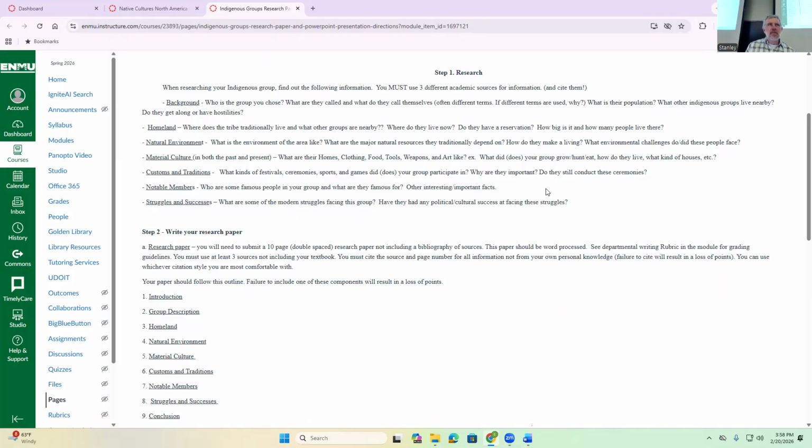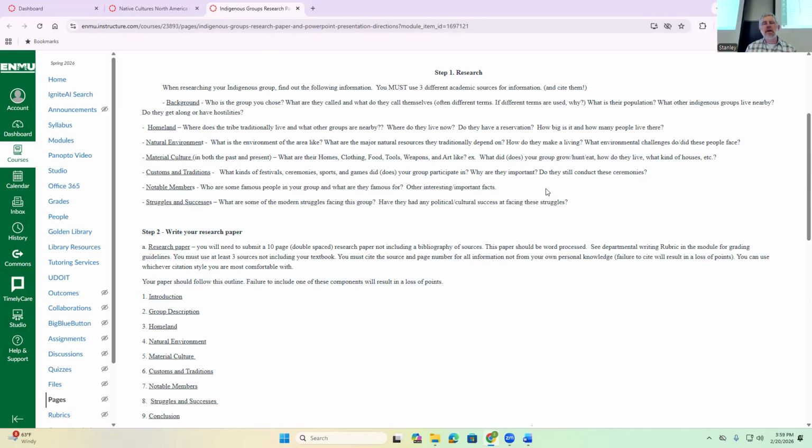You're going to contrast that with the natural environment. Oftentimes people get these two mixed up. So when we're talking about the natural environment, you're going to think about what is the environment of the area? What are the major resources? How do they depend on or utilize those resources in making a living? You also want to think about what kind of challenges these people face, or did they face in the past? The next thing you're going to want to research is the material culture, both in the past and the present.